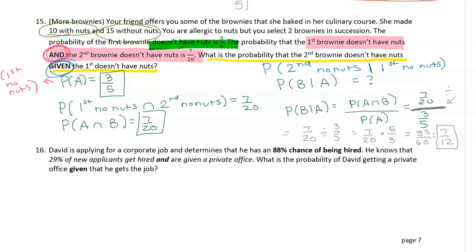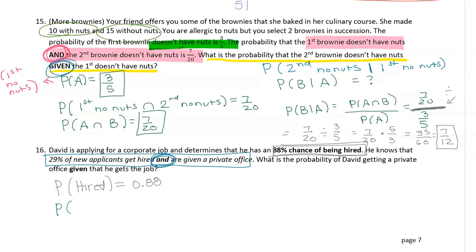David is applying for a corporate job and determines that he has an 88% chance of being hired. So probability of being hired is 0.88. I'm going to turn it into a decimal so that we can put it into our calculator. He knows that 29% of all applicants get hired and are given a private office. So probability of hired and office is going to equal 0.29. Let's give it some notation of A's and B's. So this is probability of A, and this will be probability of A and B.